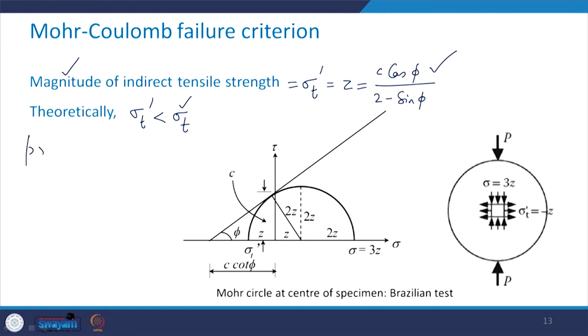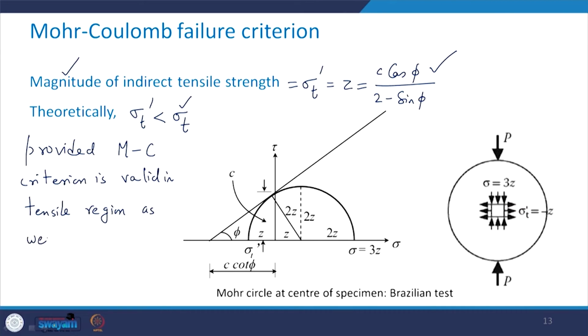provided the Mohr-Coulomb criterion is valid in the tensile region as well. So we need to be careful that the one which we are obtaining from the Brazilian test is less than the direct tensile strength of the rock.